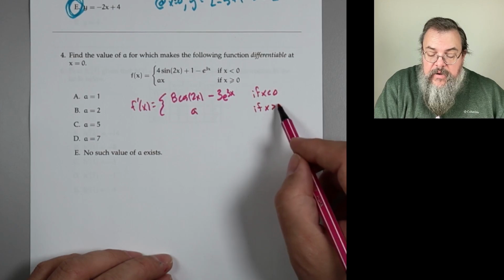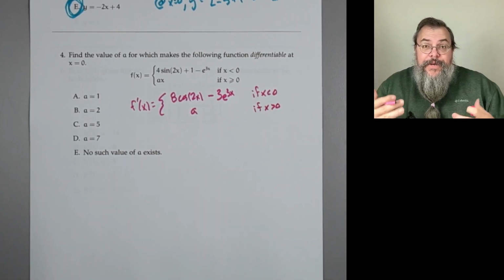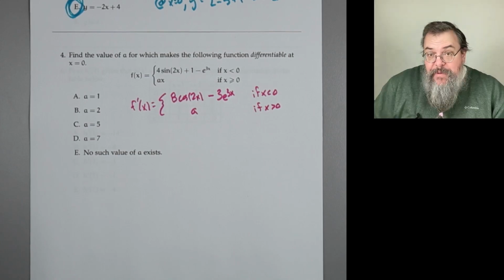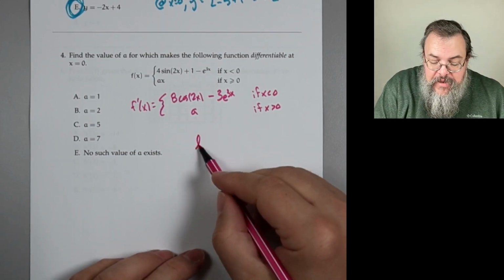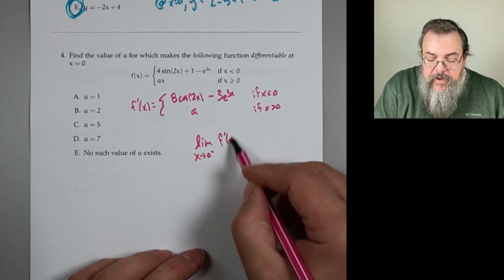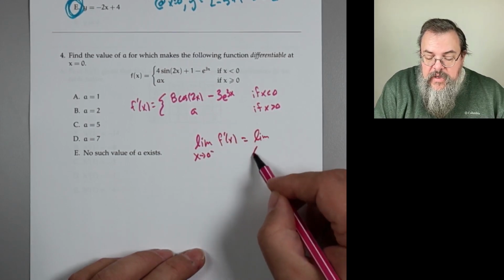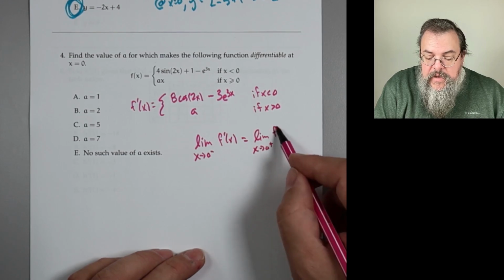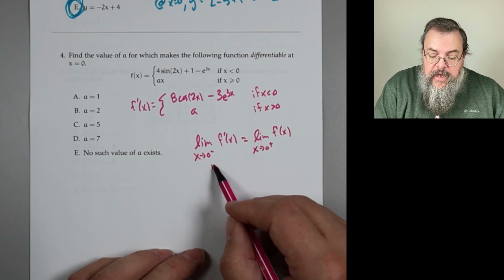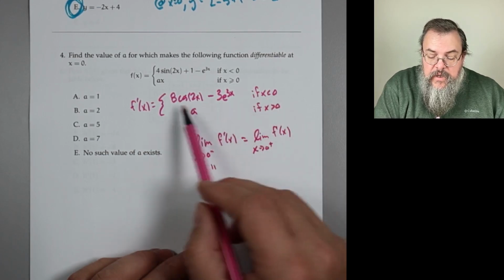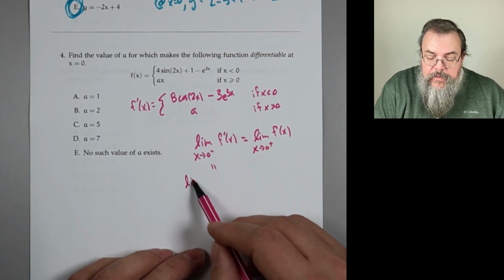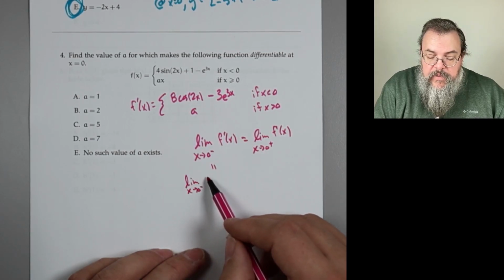All right. Now, here's the key. How do we know if we're differentiable? We need to be matching. So in terms of the limits, what we need is that the limit as x approaches 0 from below of f prime of x has to match the limit as x approaches 0 from above of f prime of x. And we say, okay, what happens as we approach 0 from below? Well, we're this function, and we just plug in, right?